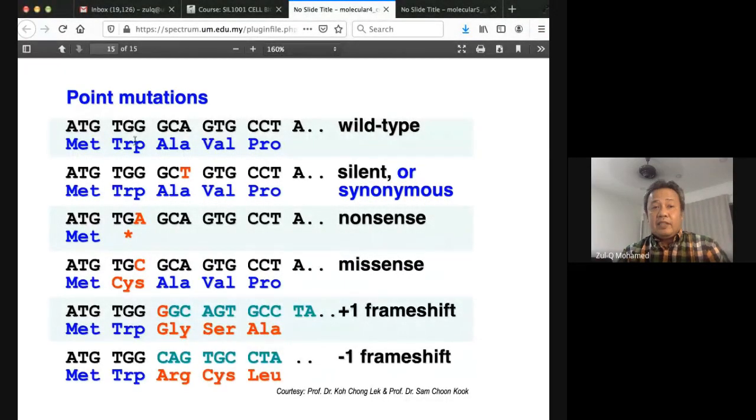If the TGG changes into the TGC, it changes the meaning. So instead of having methionine, tryptophan, alanine, you get methionine, cysteine, alanine, valine, proline. That's a missense. If there is an addition of one G here, TGG, GCC, this is a frame shift, and it also changes the meaning. Methionine, tryptophan is still the same, and then it changes from alanine to glycine, valine to serine, and so on.